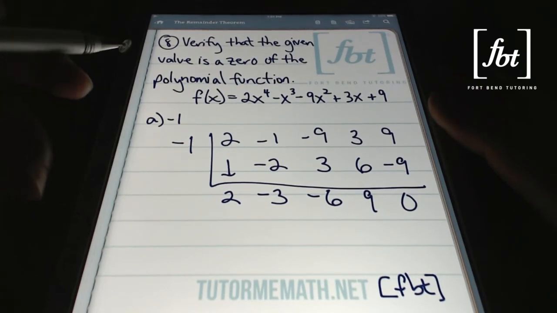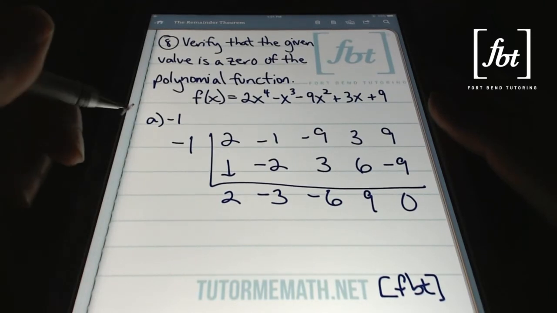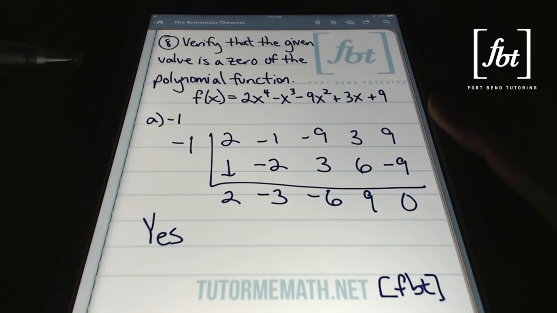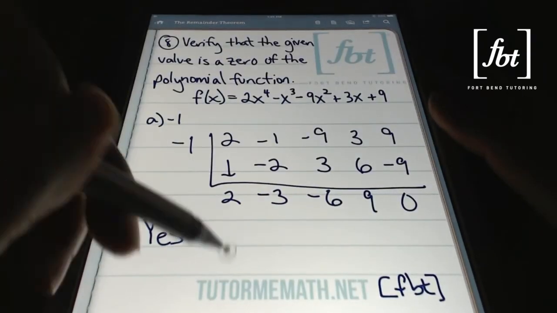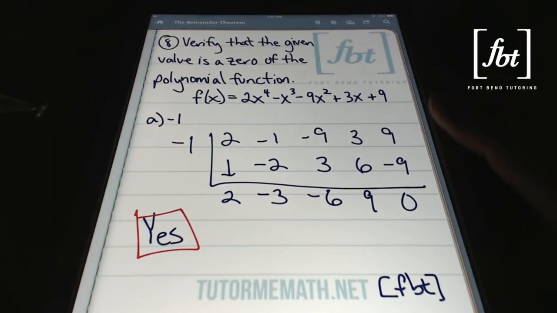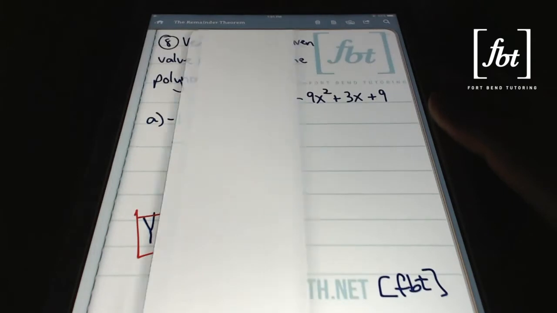All right, so, guys, notice that our remainder here is 0, as it should be. So the answer to this is yes, that negative 1 is a 0 of the original function. So this is what we have. Done and done for part A. All right, so let's move along, guys. We have part B.